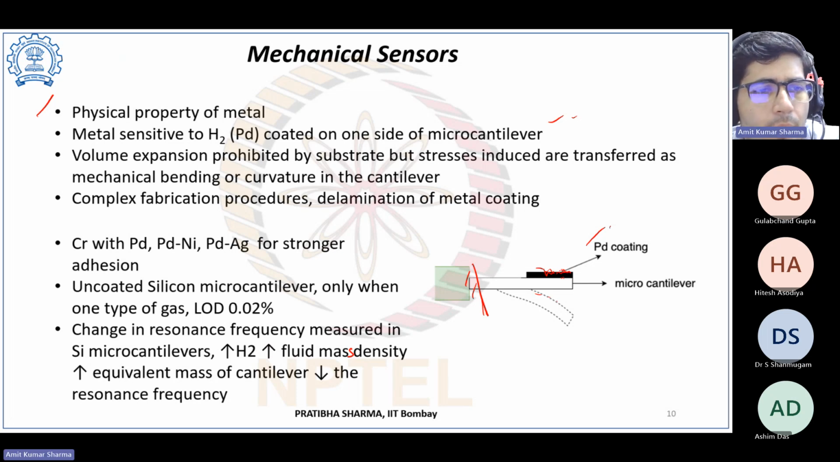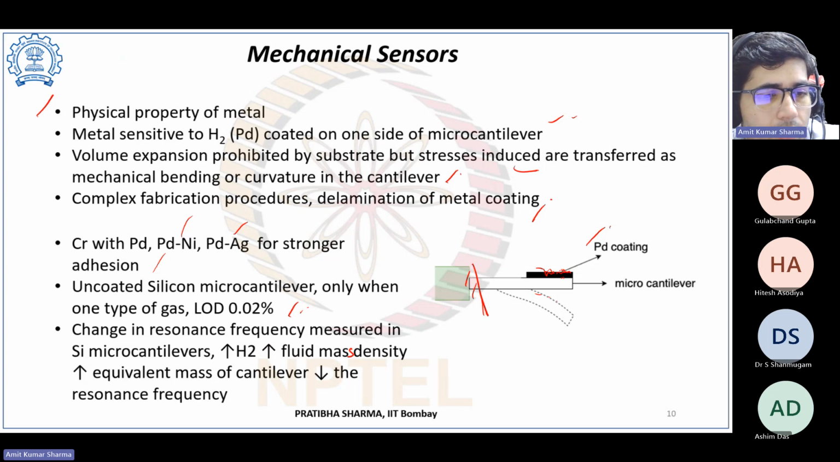Based on that, volume expansion is prohibited by the substrate, but the stress induced is transferred as a mechanical bending or curvature in the cantilever. Complex fabrication procedure, and delamination of the metal coating can occur. So you can use chromium with palladium, PdNi, PdAg for stronger adhesion, so that there will be no delamination of the metal coating. Uncoated silicon microcantilever responds to only one type of gas. Detection up to 0.02%. Change in response frequency is measured in silicon microcantilevers.